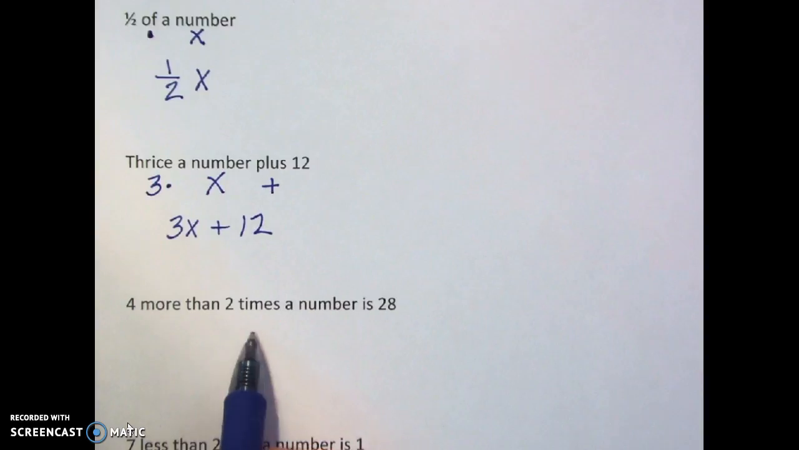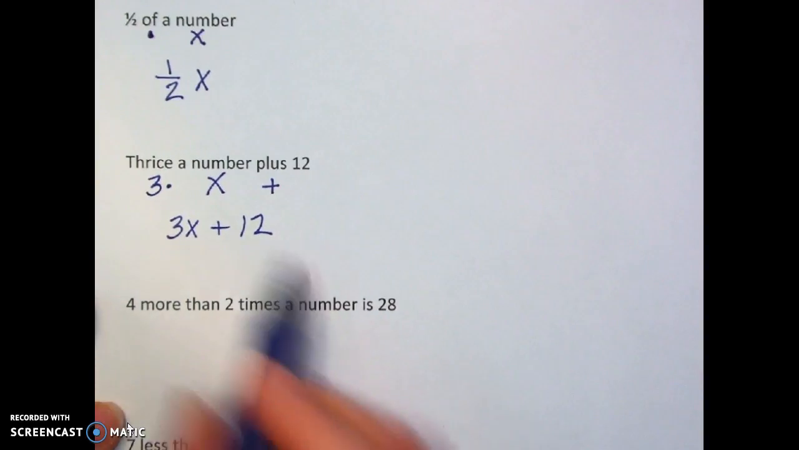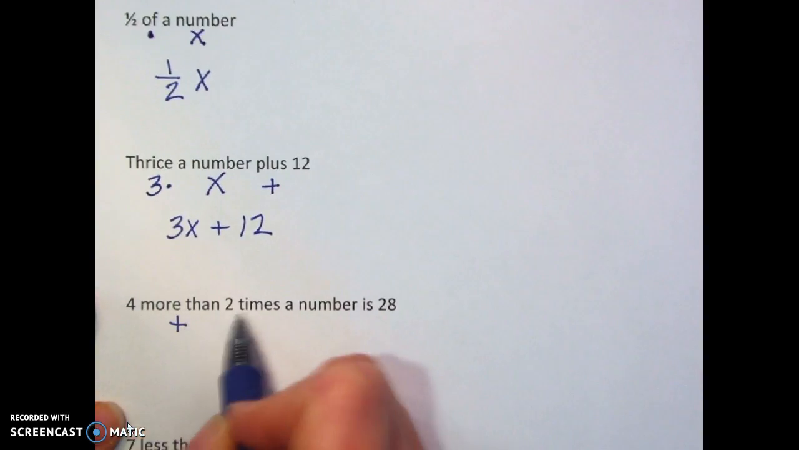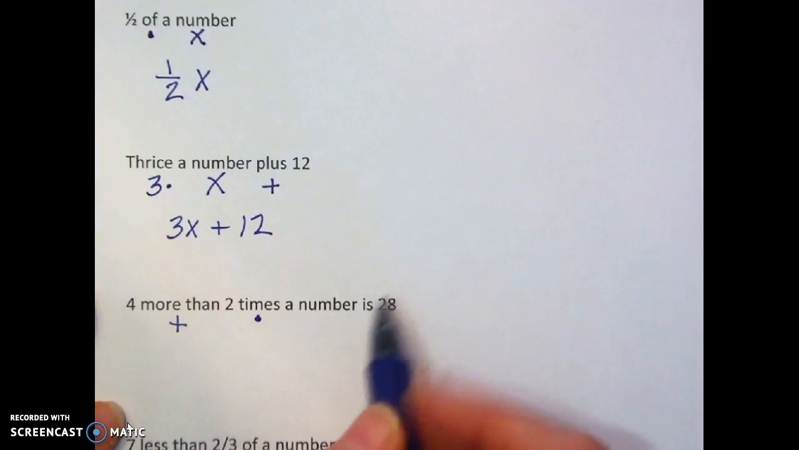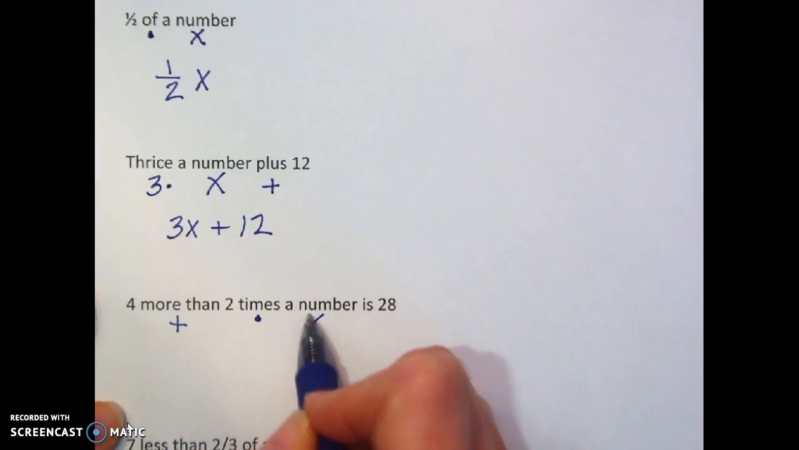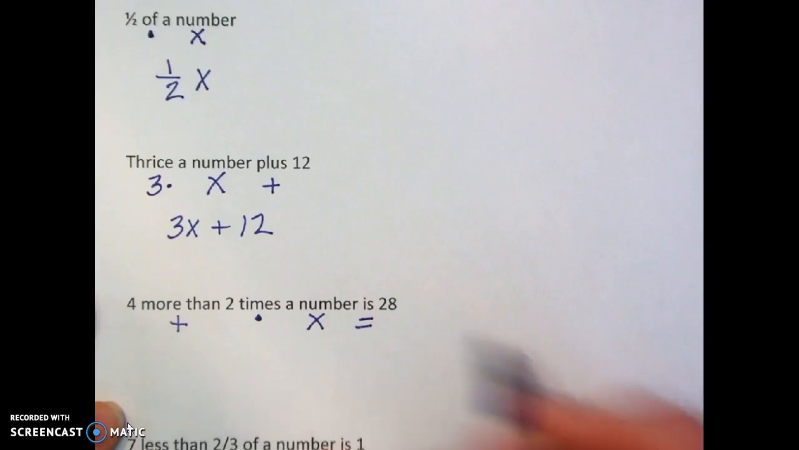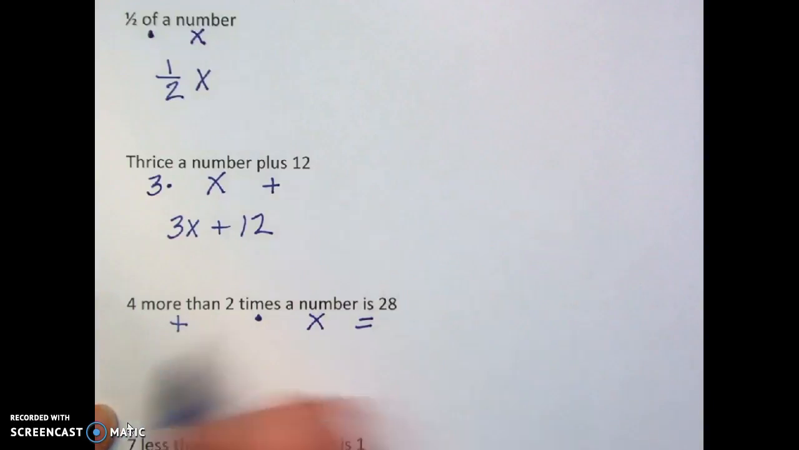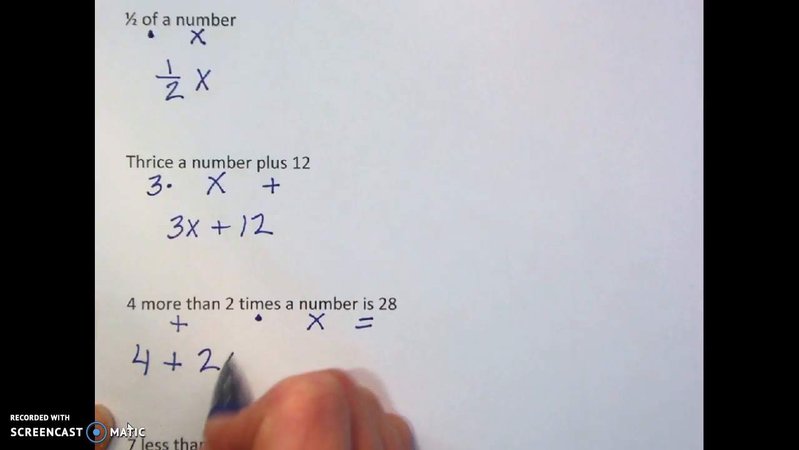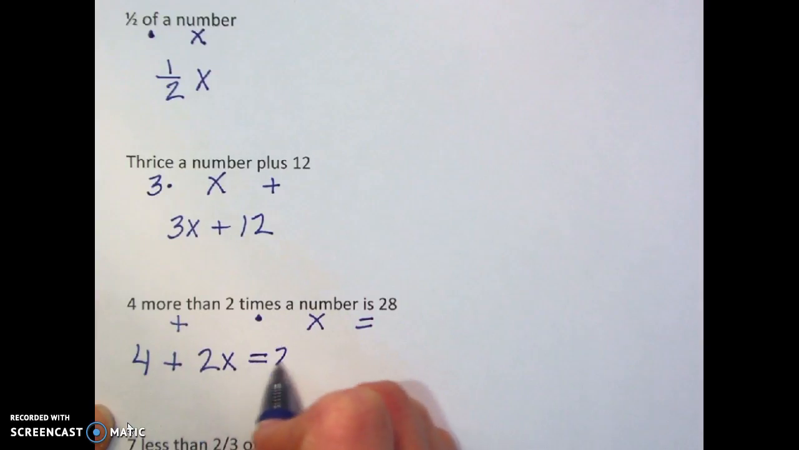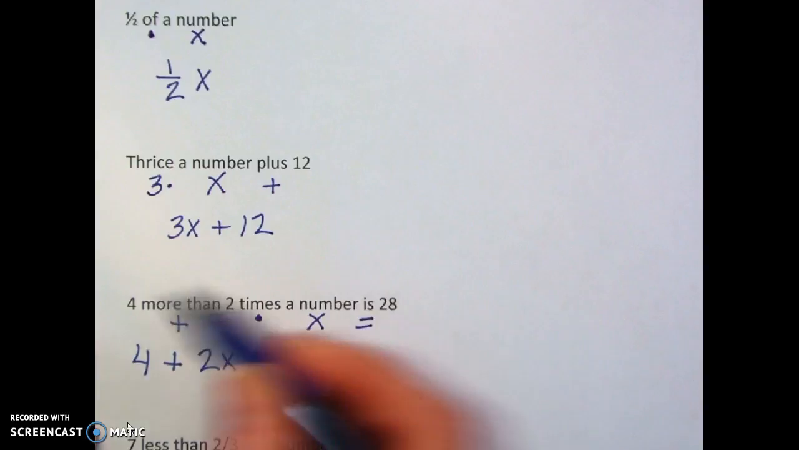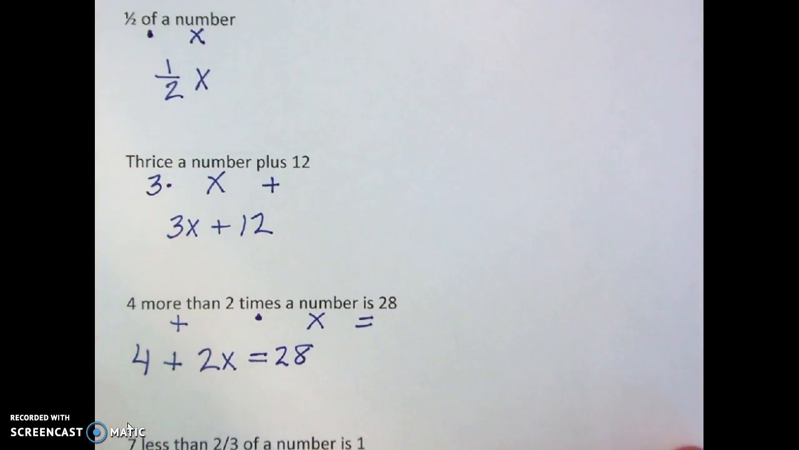4 more than 2 times a number is 28. More than, we already said, was addition. Times, it's multiplication. A number is your variable. Is, we haven't seen that yet. Is where your equal sign would go in an equation. So we have 4 plus 2 times x equals 28. I'm just translating these words and writing the symbols that match them.